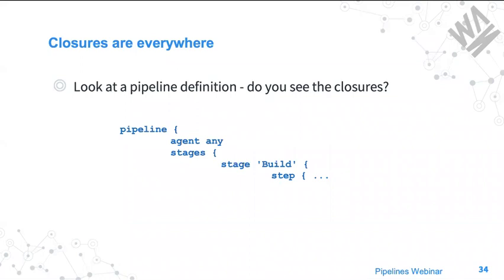So here's a pipeline definition. It's got a number of closures. After the pipeline keyword, it's not a keyword, after the pipeline word, there's a closure. And that closure contains code. Agent any is a piece of code. Stages is a piece of code. Stages takes an argument, and that's a block of code, and so on and so on. So closures are kind of everywhere.